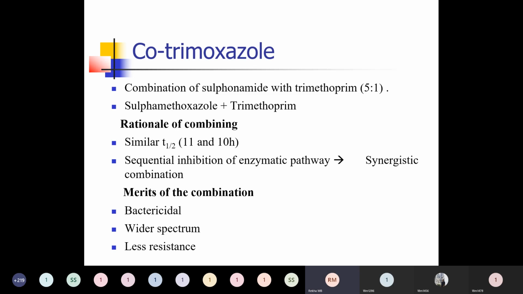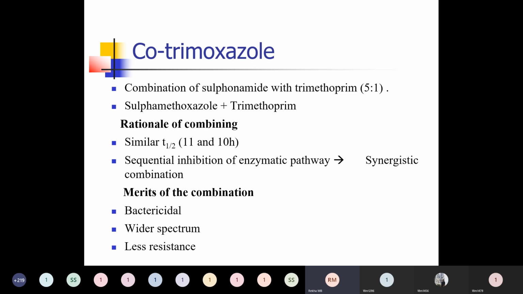Now coming to cotrimoxazole. As I have already mentioned, it is the combination of sulfonamide with trimethoprim. It is the combination of sulfamethoxazole with trimethoprim in the ratio of 5:1. It is a fixed dose combination. Now why are these drugs combined together? The rationale of combining these two drugs is that they have similar half-life. Their half-life is around 10 to 11 hours, which is similar. Together, they cause sequential blockade, resulting in a synergistic combination. So it is an example of synergism.